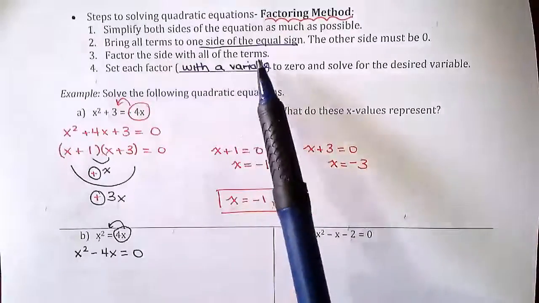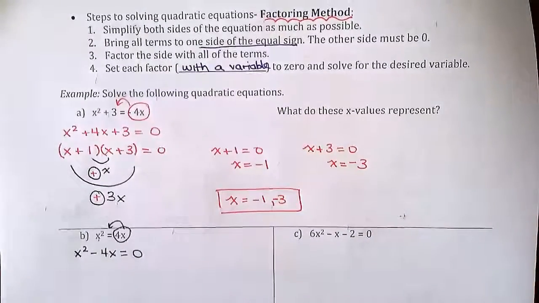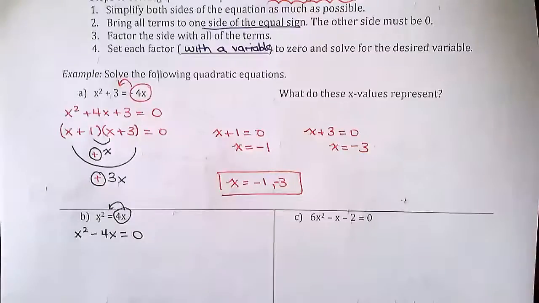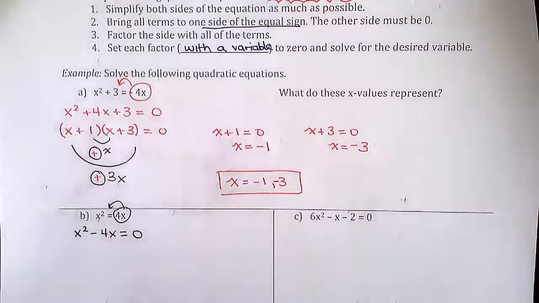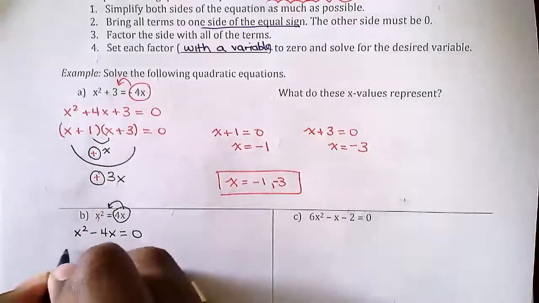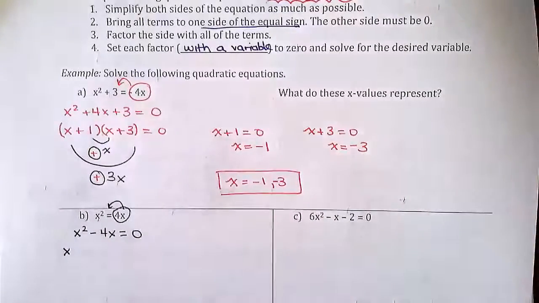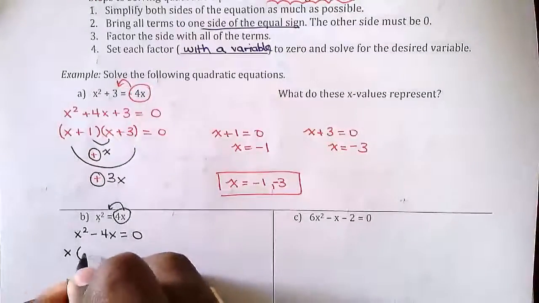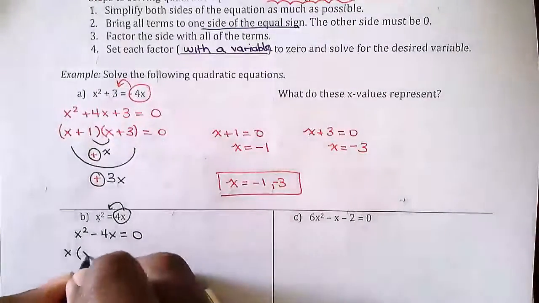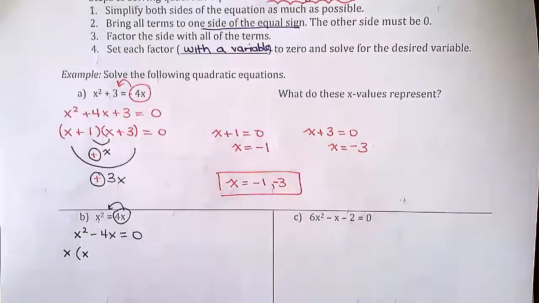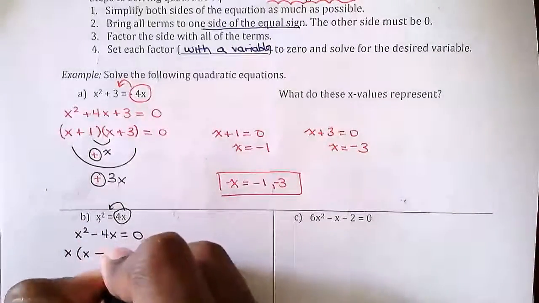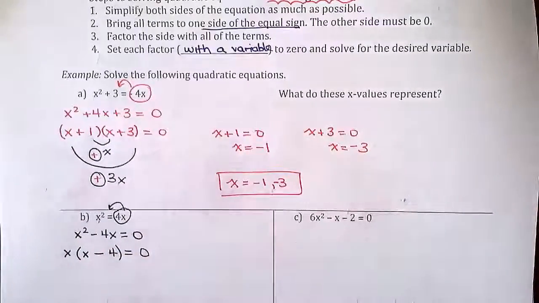Factor the side with all the terms. So I take a look at this, and the first thing I should think about when I am factoring is factoring out a greatest common factor. So does x squared and -4x share a greatest common factor? Well, of course, it's the x. So I can pull out an x from both of these terms. So x times what is going to give me x squared? Well, x. And x times what is going to give me -4x? That's just -4, which is equal to 0.